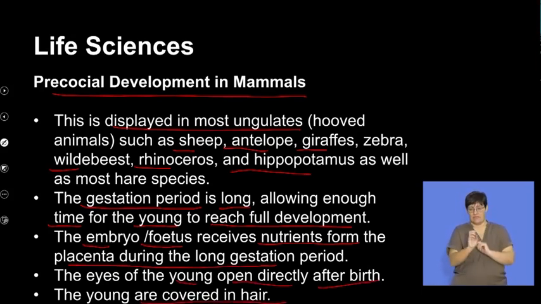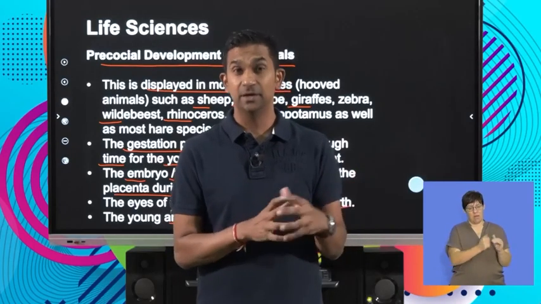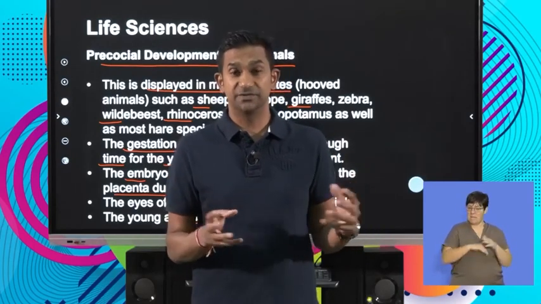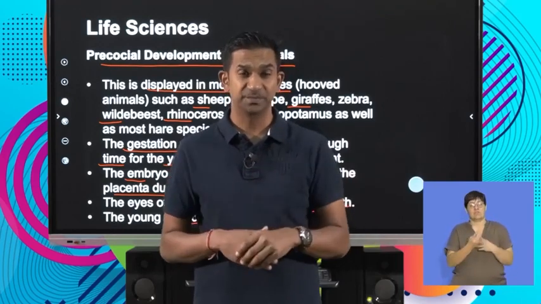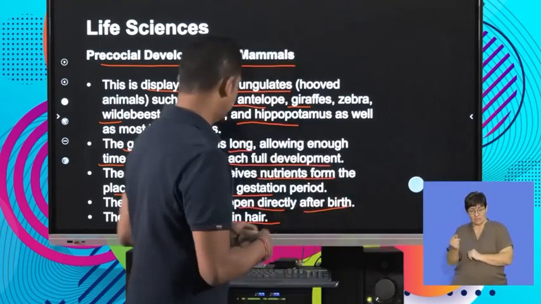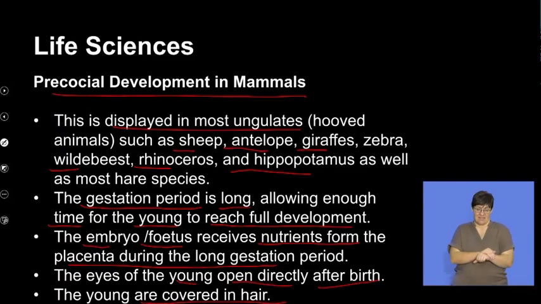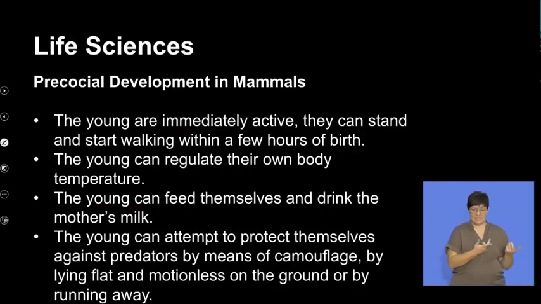So you find that in mammals there's an extensive incubation period. The young develop maximum in terms of their body covering and skin and the ability to survive once born. And so soon after they are born, you'll find that their body is covered and they have a significant independence when compared to other species. So the young are immediately active. They can stand and start walking within a few hours of birth. And this is often a strategy in your hooved animals to be able to avoid predation.